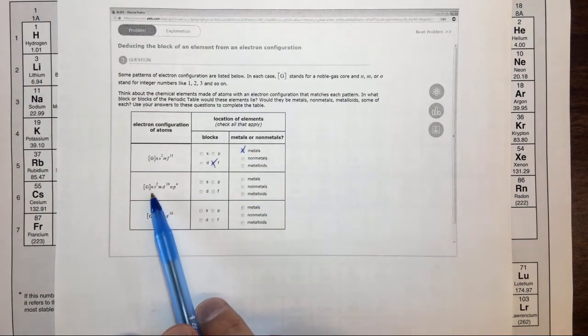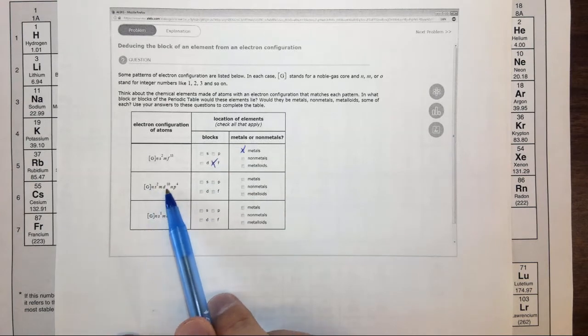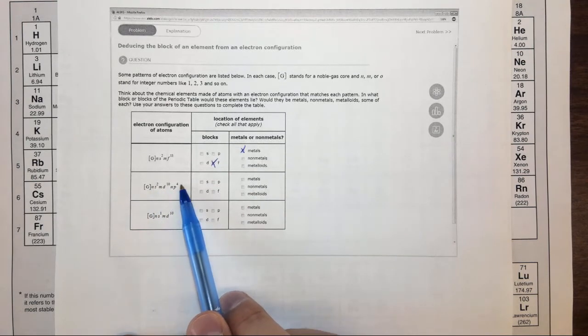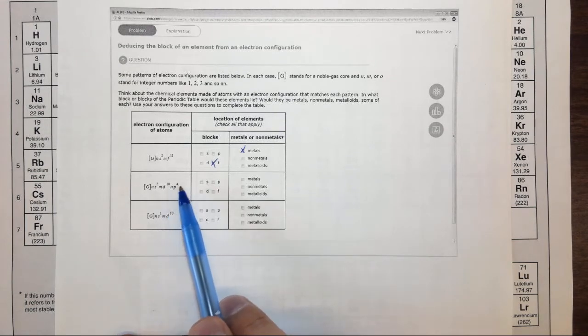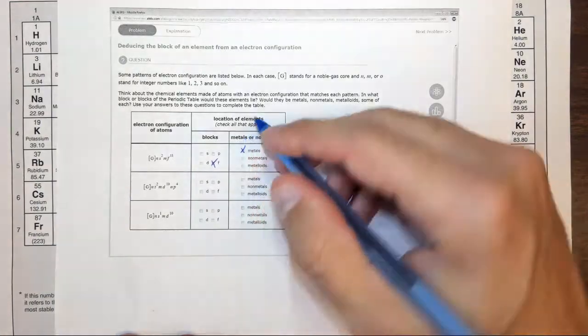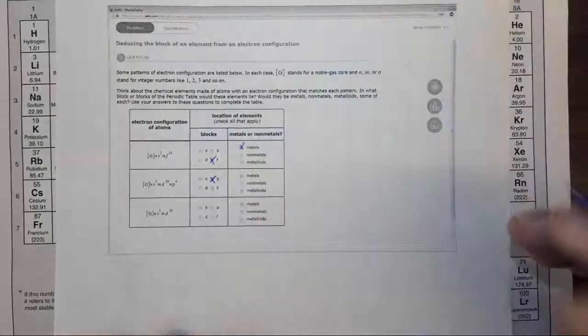In the next case, we have some s electrons, some d electrons, and then p4. So the outermost orbital is a p orbital. We don't know which p orbital, and it has 4 electrons in it. So this has to be in the p block.